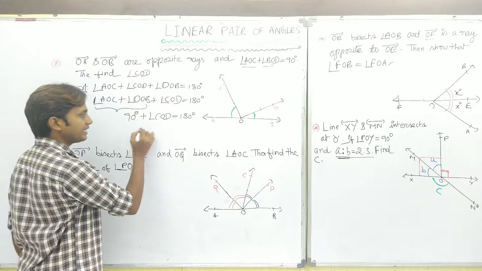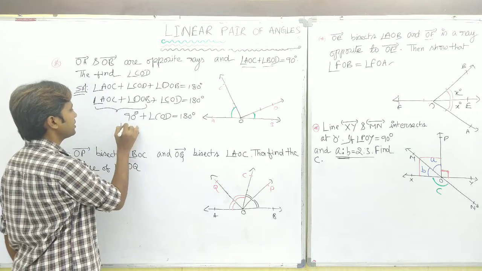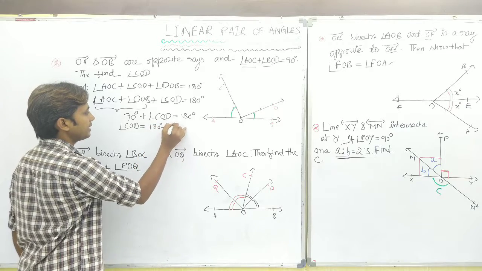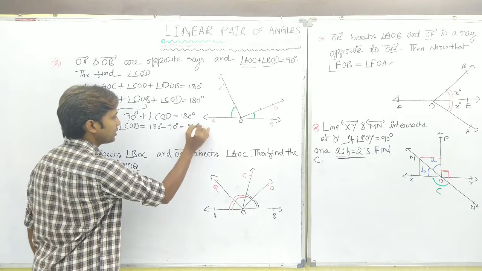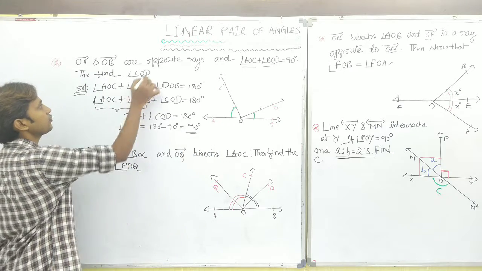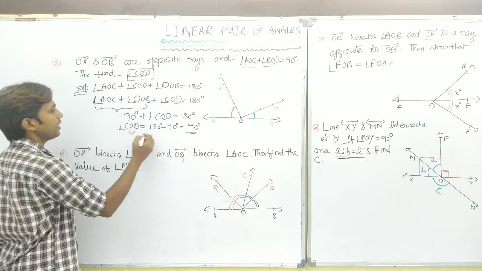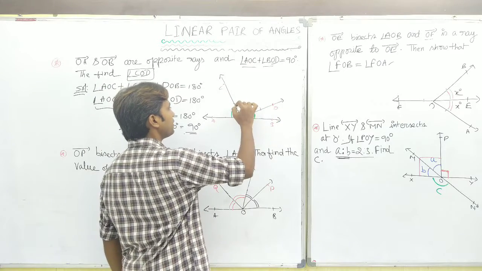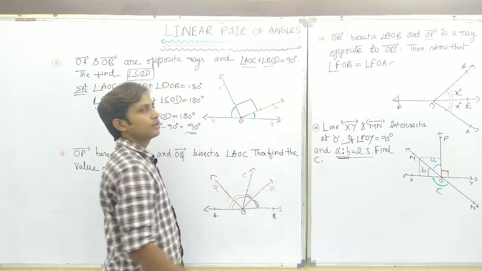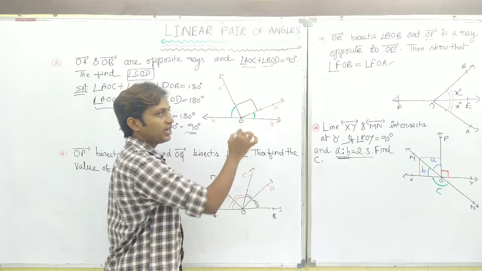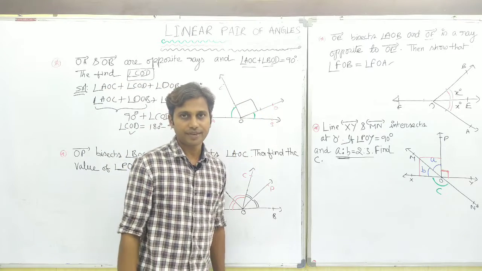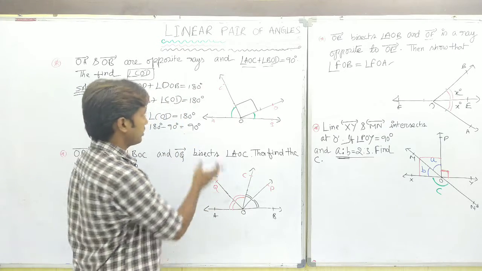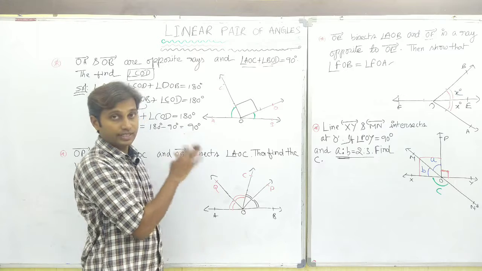From this, if you move this 90 degrees to the other side of the equation, then what happens? Angle COD equals 180 degrees minus 90 degrees. Then 180 minus 90 would be how much? 90. Now tell me guys, is this what was asked to find? We needed to find COD, where the value of COD we obtained is 90 degrees. That means the angle between OC and OD would be 90 degrees. When we represent it with the square mark, it means it is a 90 degree angle, a right angle. Got it? So we got an answer. This question is over. I hope you understood this.